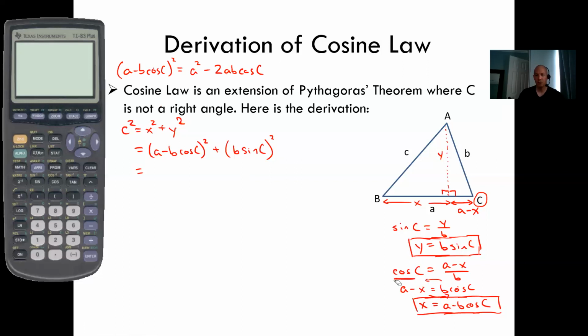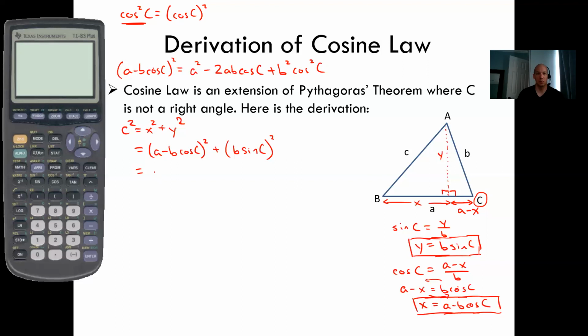Okay, so what we have is a squared minus 2ab cosine c, and then the last term will be negative b cos c times negative b cos c, so it will be positive b squared cosine squared c. Just a quick little thing for you if you know this: cosine squared c is the same thing as cosine of c all squared. It's just a nice cleaner notation in trigonometry, so just be aware of that.